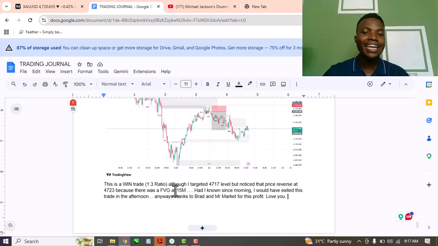Had I known since morning, I would have exited this trade in the afternoon. That is just the feeling. This was yesterday evening that I was documenting this. Anyways, thanks to Brad, that is my mentor, and Mr. Market for this profit. Love you. So this is a proven strategy. I believe in this strategy that I'm trading. I believe it, and I'm ready to execute effortlessly.